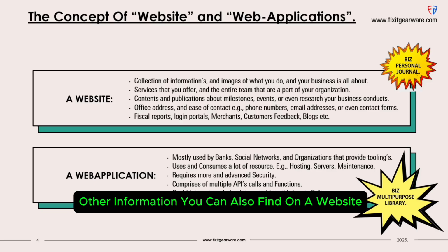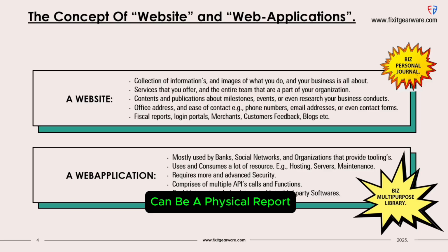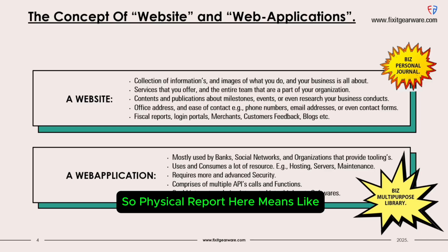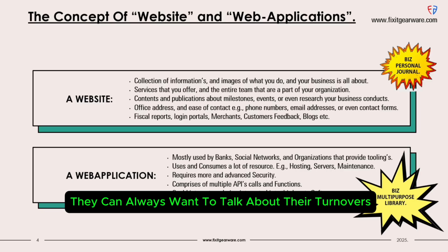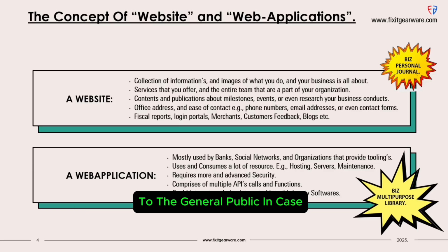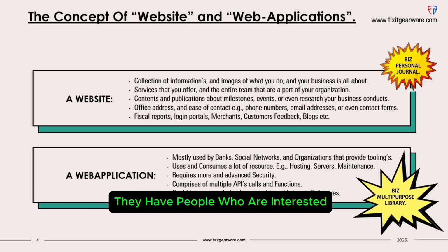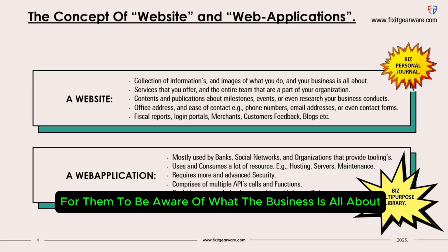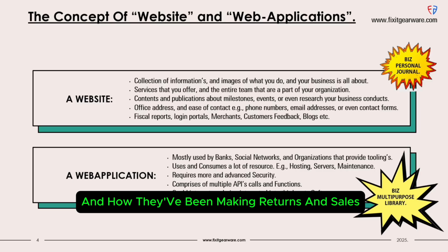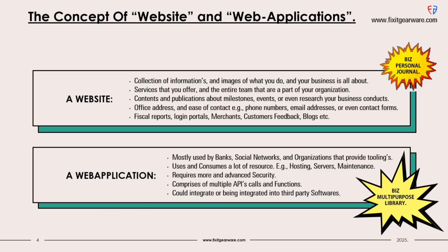Other information you can also find on a website can be a fiscal report. So fiscal report here means, let's say, an organization that deals in sales and services. They may want to talk about their turnovers to the general public in case they have people who are interested in investing in them, as a form of transparency, for them to be aware of what the business is all about and how they've been making returns and sales over the years of their existence.